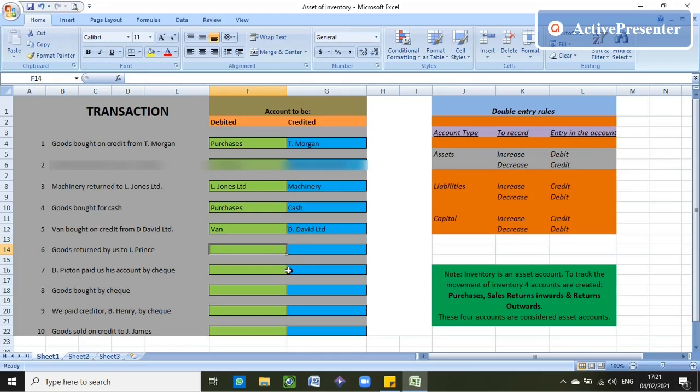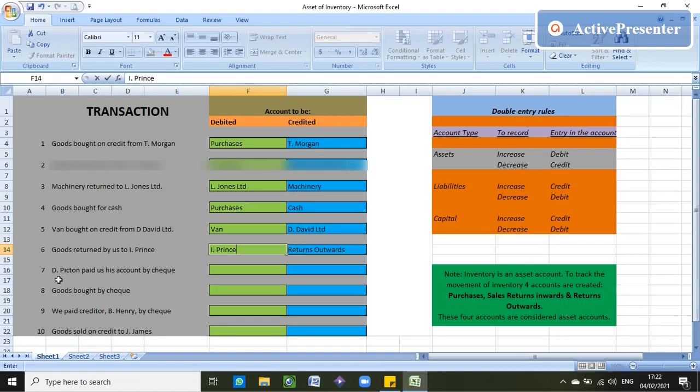What is happening to inventory? It's decreasing. To show a decrease in inventory, we need to do a credit entry. Returns outwards. Now, to whom did we return it? We return it to I. Prince. I. Prince, in this case is a liability, so we owe this particular liability less. To show that, we do a debit entry. Remember that liabilities decrease on the debit side.